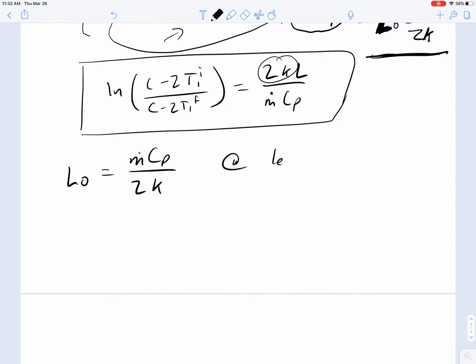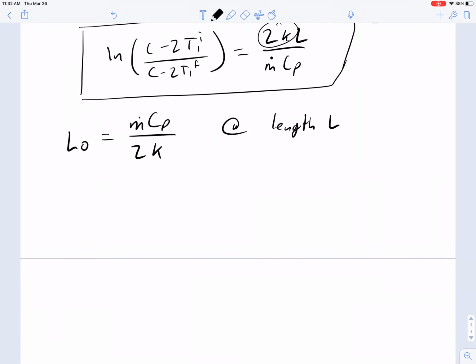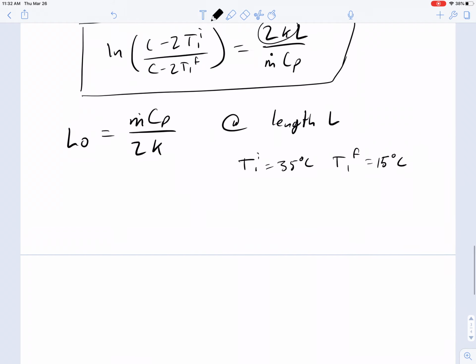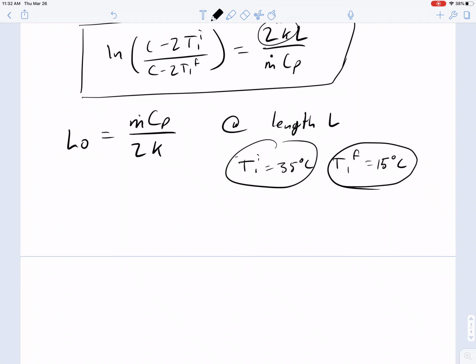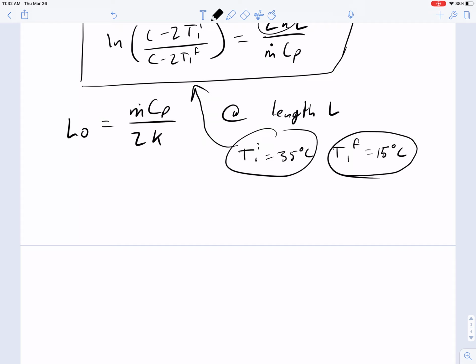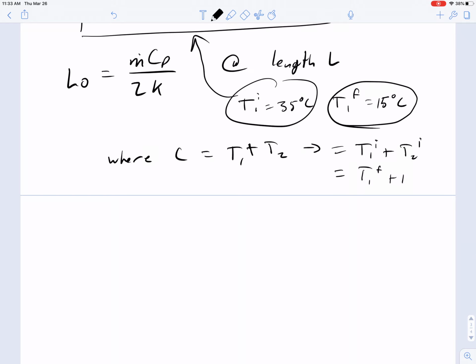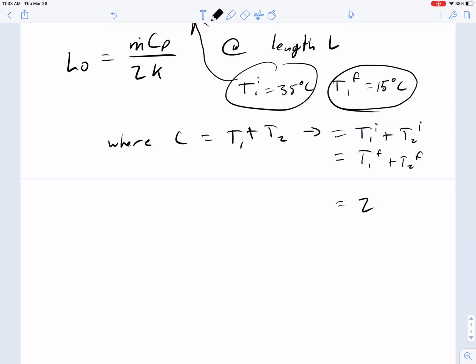Starting with, we have at length L, we know that for this temperature to drop, we have to go from T1I equals 35 degrees C to T1F equals 15 degrees C. So we can plug these values in for I and F in this. And we have to recall where C equals T1 plus T2. This also is consistent at the ends. So this could be equal to T1 initial plus T2 initial, or the same thing would be measured at T1 final plus T2 final. It just happens when you add up those numbers together, you end up with 20 degrees C. So our constant for this first problem is 20 degrees C.